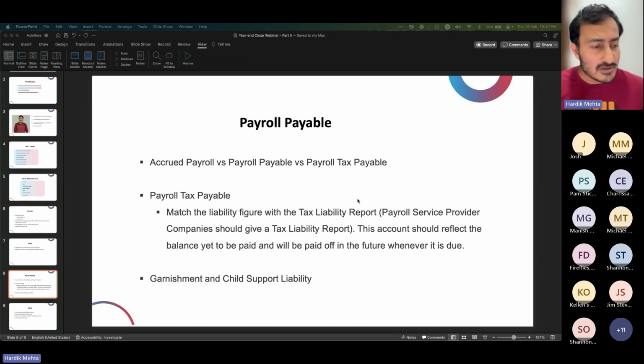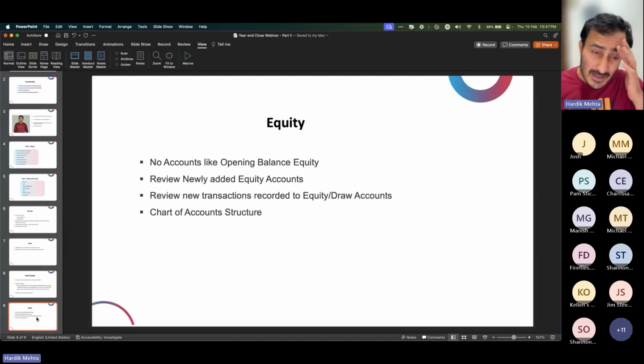Now I'm going to talk about equity. For equity, the number one thing I have come across very often is opening balance equity. First of all, this is the default account that QuickBooks creates, but ideally there should not be any account like this. It's just temporary, I would say. QuickBooks has a way where, if you are entering direct balances through the chart of accounts, it would just adjust the balances to this account.